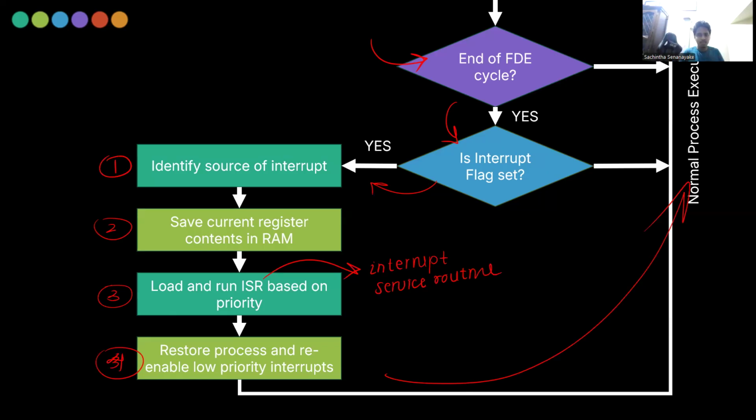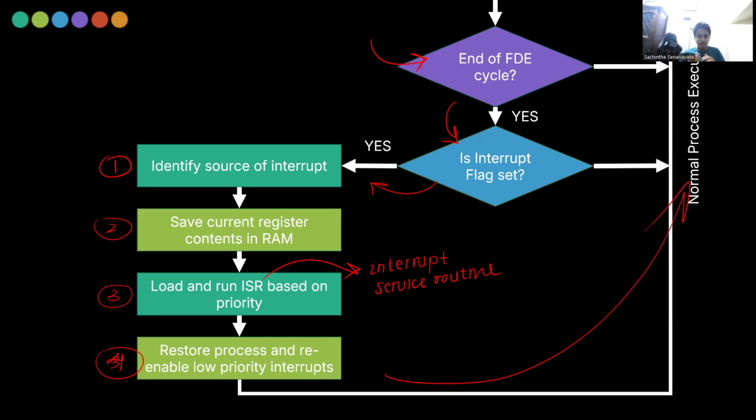Okay, so first of all, in summary, at the end of the fetch decode execute cycle, the CPU checks if the interrupt flag has been set. If yes, what are the 4 steps that happen? The source of the interrupt has to be identified. This is maybe the printer, for example. Then the current register contents are saved in the RAM.